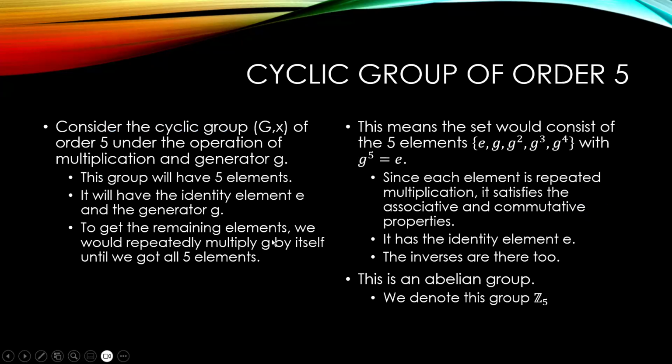And so let's consider a cyclic group G of order 5 under the operation of multiplication and generator g. So this group will have 5 elements.